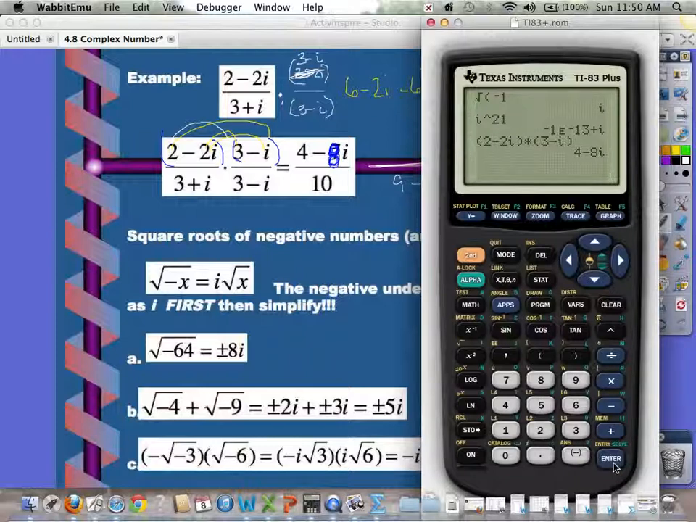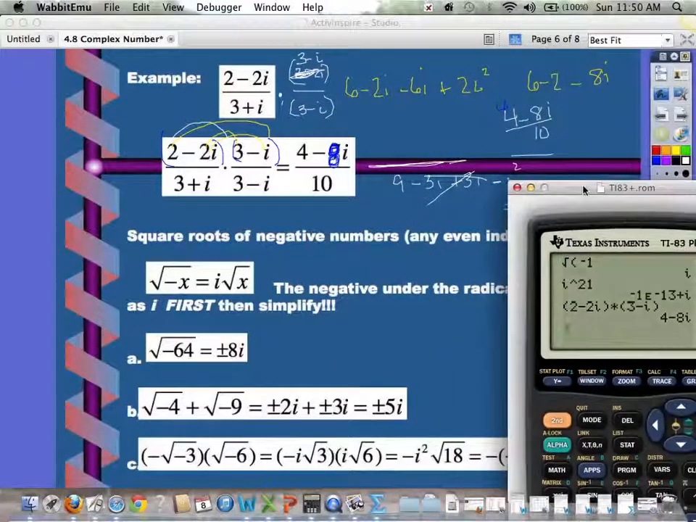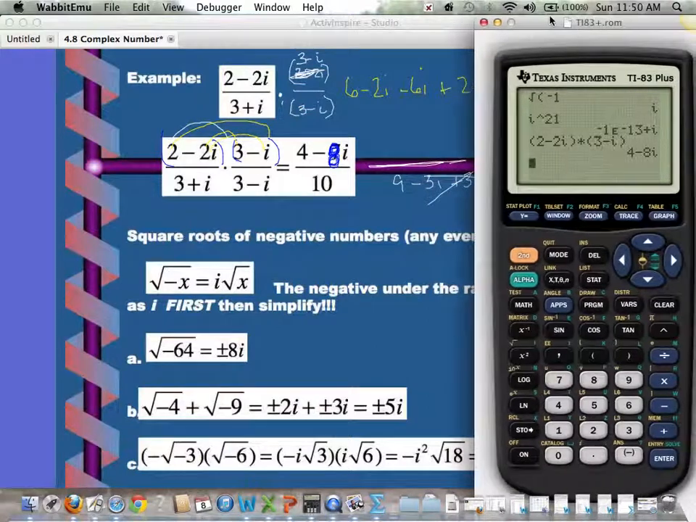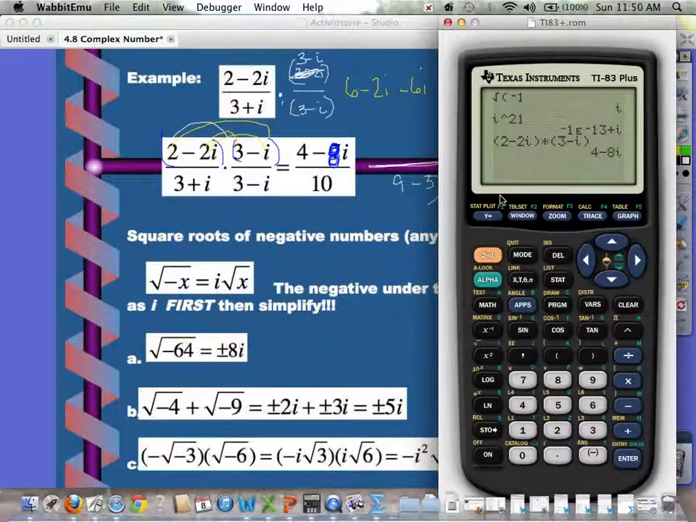Hit enter. So it does the top for you. See, I told you it was supposed to be 8i. All right, there's the top. And then you're going to put in the bottom: 3 plus i. Please use parentheses. I can't stress how much easier your life will be if you use your parentheses and put things in the calculator like I show you. Even though it takes a few minutes to do, it'll save you a lot of trouble.